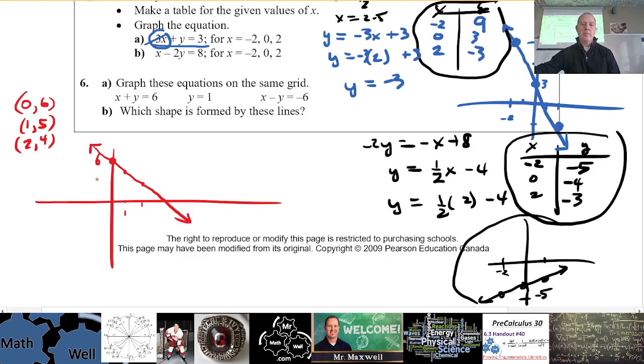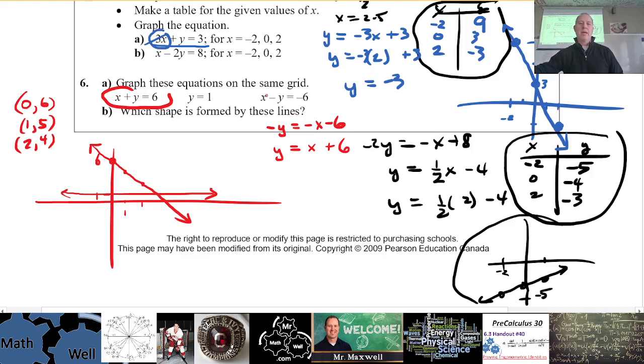y equals 1. So y equals 1. Here's 1 right here. I'm going to draw a horizontal line right there. And then x minus y equals negative 6. Okay, this one's a bit trickier. The difference between 2 numbers is negative 6. Okay. You know what? Let's solve for y here. So I'm going to get negative y equals minus x minus 6, divided by negative 1. That changes all the signs. Okay, so y equals x plus 6.